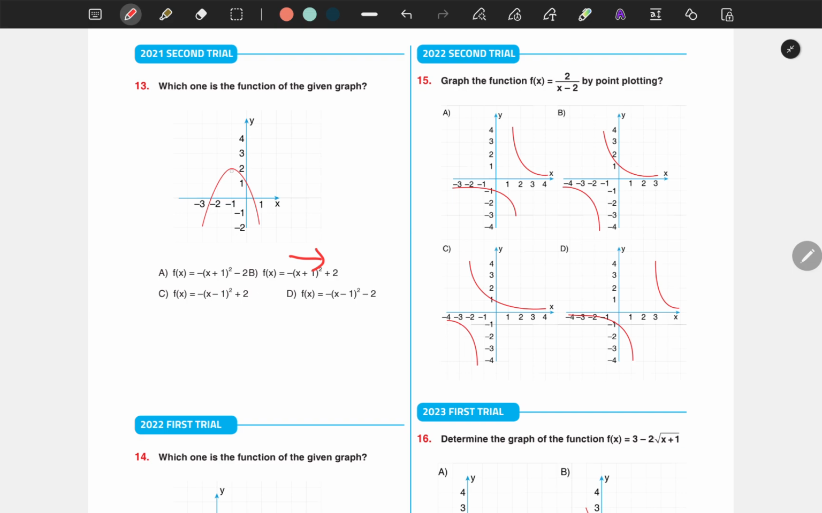So let me check the vertex. My vertex is x is -1, y is 2, isn't it? But when you look at here, this is x plus 1, isn't it? So if it's x plus 1, the opposite is -1. This vertex would be x equal to 1, but my x is -1, eliminated. Again, this one, x equal to 1, eliminated. I have 2 options, isn't it? Which one is x is -1, y is 2? B option, isn't it? Because here, x is -1, y is 2. So it means that B option is the correct one.